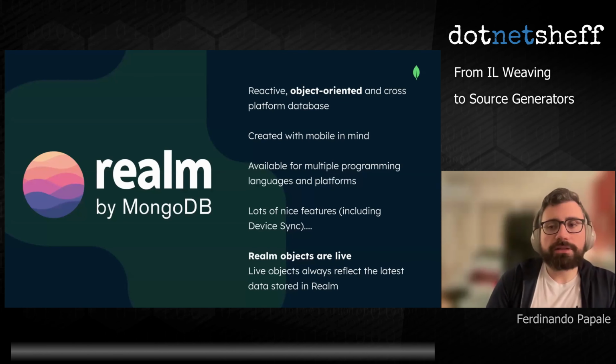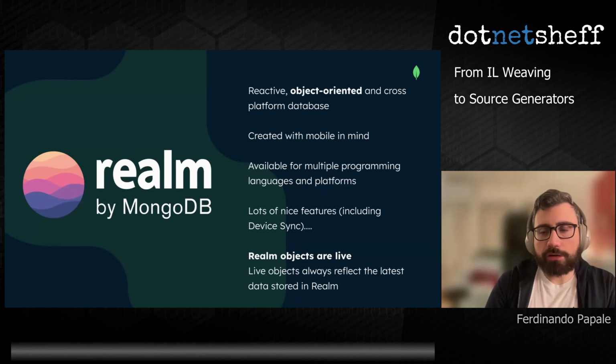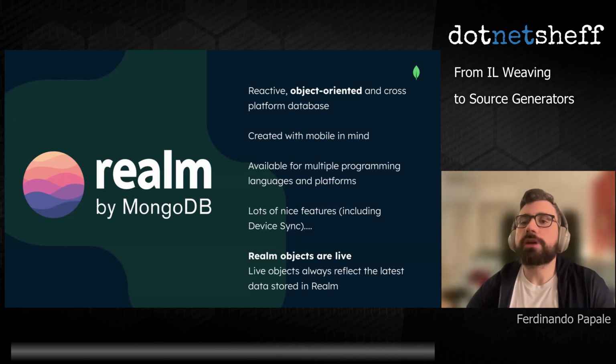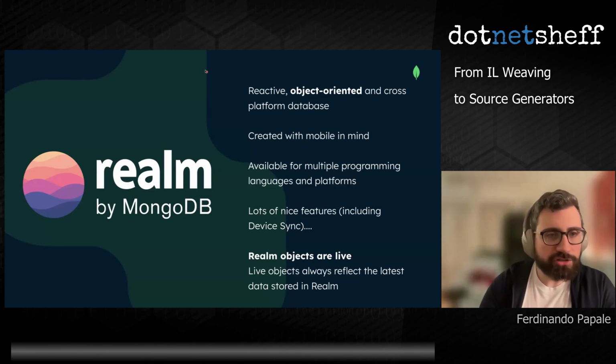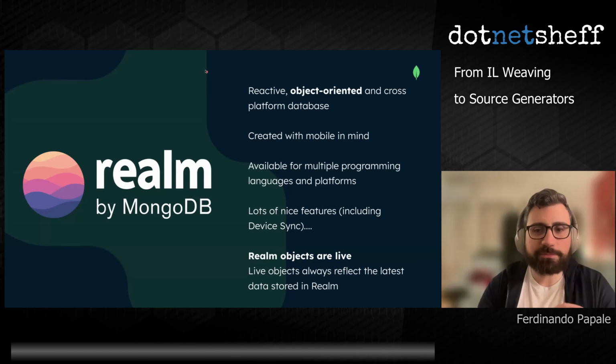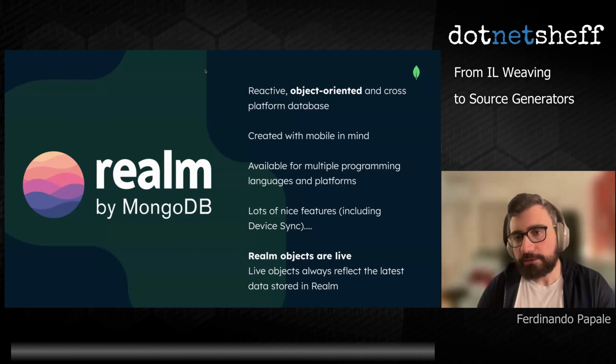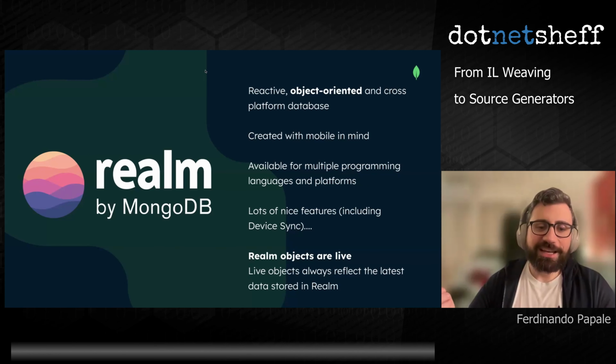Okay, so now you have an idea about source generators. You have an idea about weaving. Now you need to understand a little bit more about Realm. So what is Realm? Realm is a reactive and object-oriented database that has been created mostly with mobile in mind, so with devices with, let's say, limited capabilities. It's available for a lot of programming languages, among which C#, of course, otherwise I would not be here.